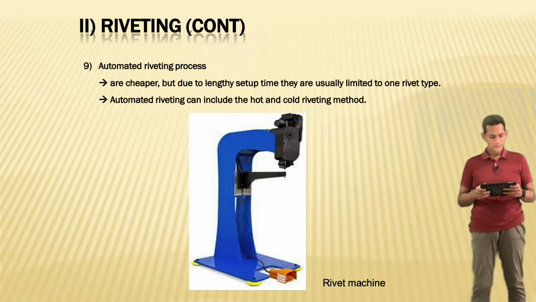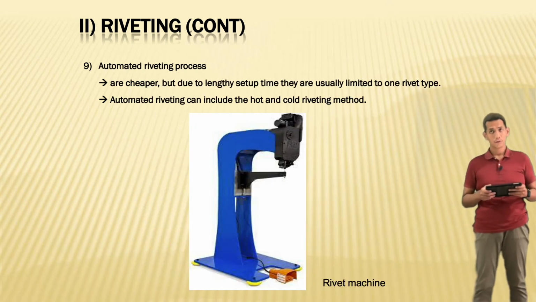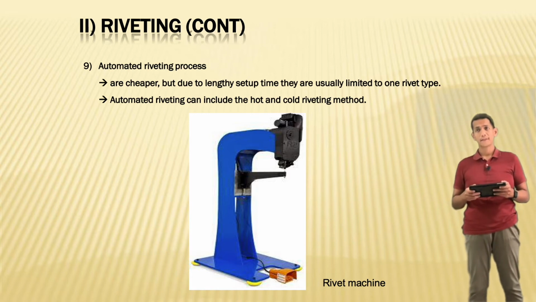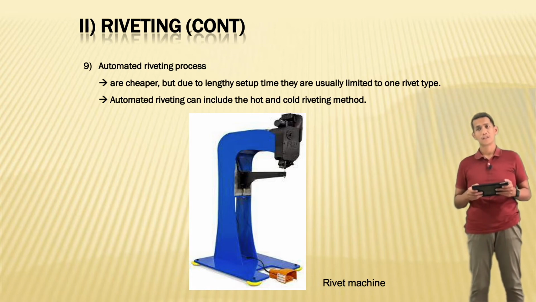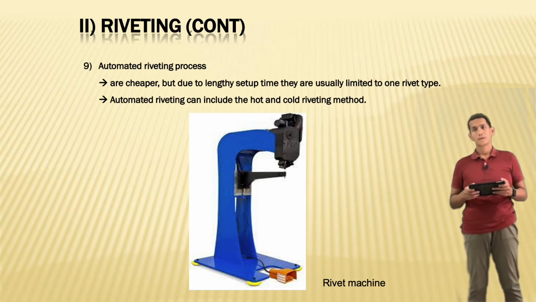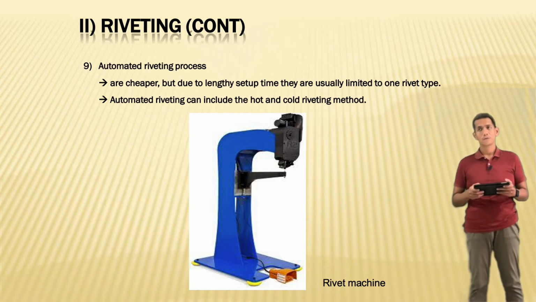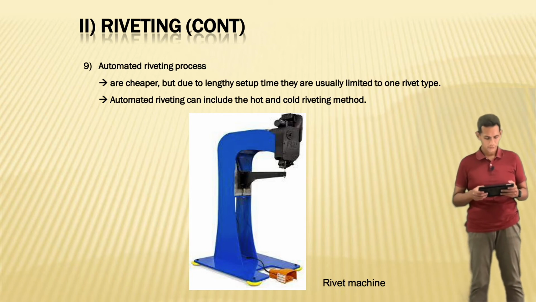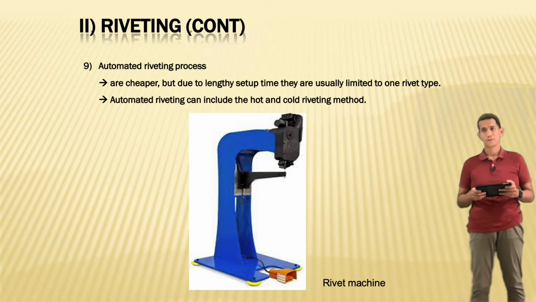And then the automated riveting process, which is quite cheap, but due to lengthy setup time, it is usually limited to one rivet type. Automated riveting can include the hot and cold riveting methods, as shown in the figure, which is a rivet machine. Right? Rivet machine.